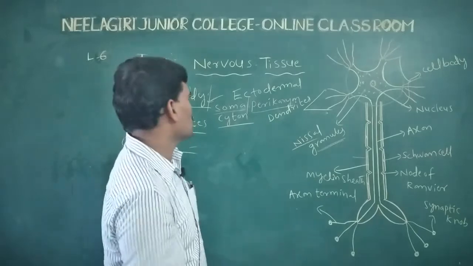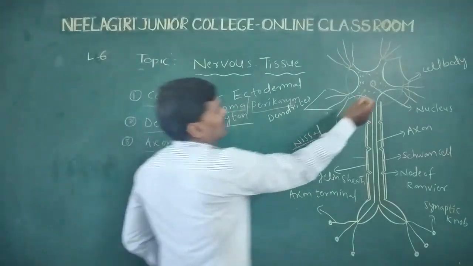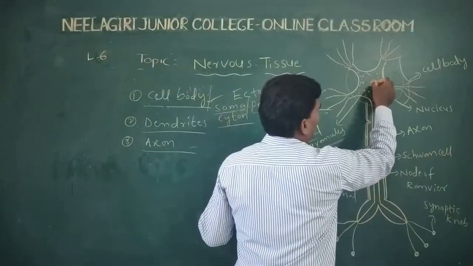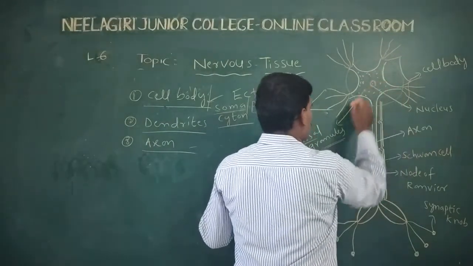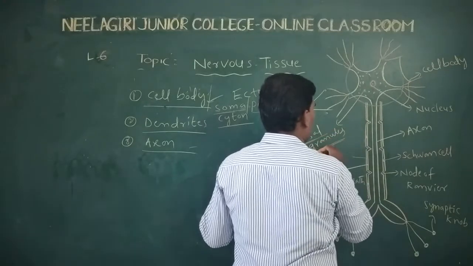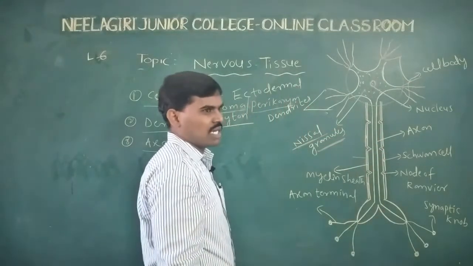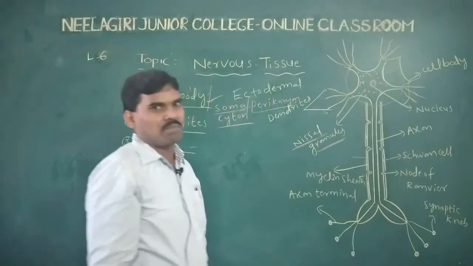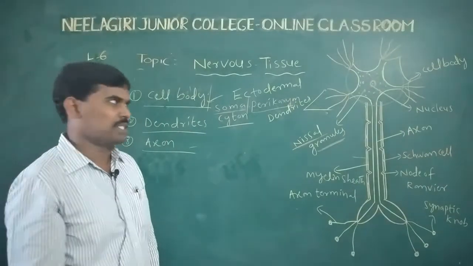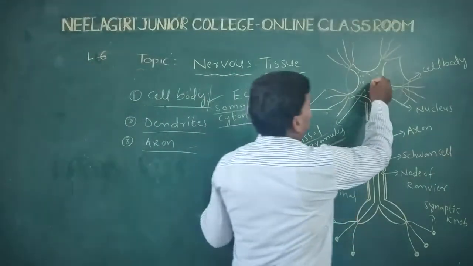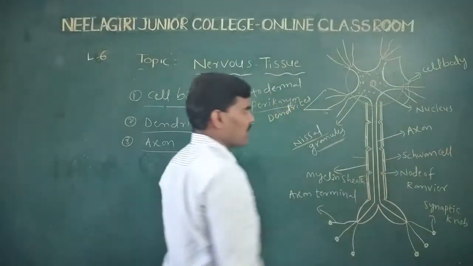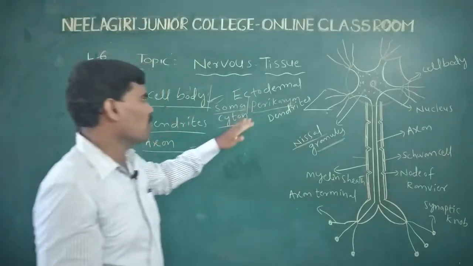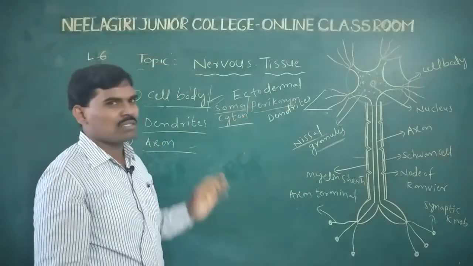So the soma is the first part of the neuron. The soma contains the cytoplasm, which contains Nissl's granules and lipofuscin, and endoplasmic reticulum is present, but some other cell organelles are absent. Only one single nucleus is present in the cell body, or soma, perikaryon and cyton.